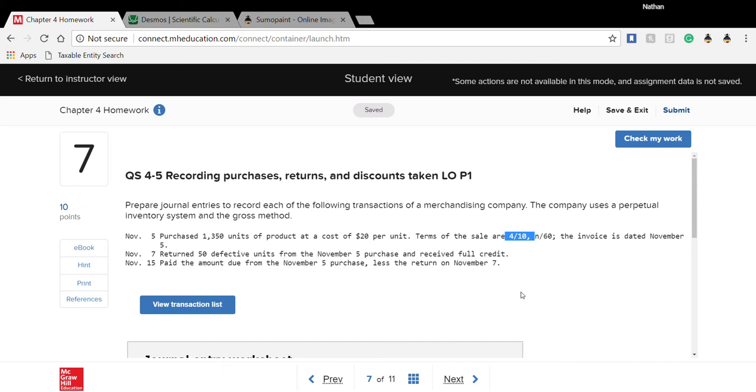So we have 10 days. If we want to check early, we know we paid here on the 15th. Again, we got a discount, a 4% discount. So we want to see what we have at the end, 4% times 0.96. But we're getting ahead of ourselves. Let's just do one journal entry as we go.